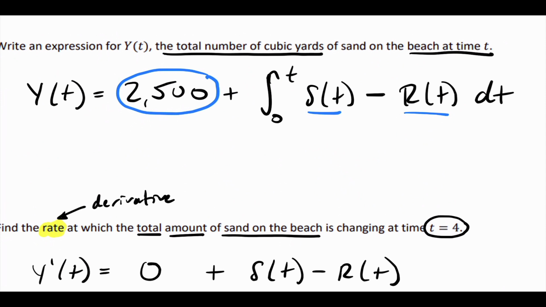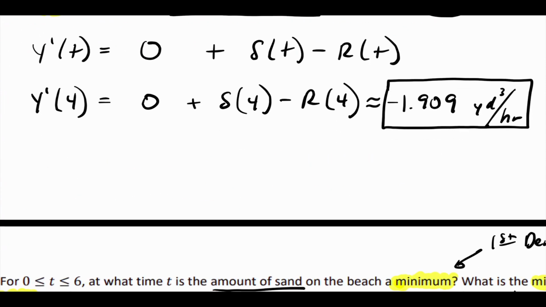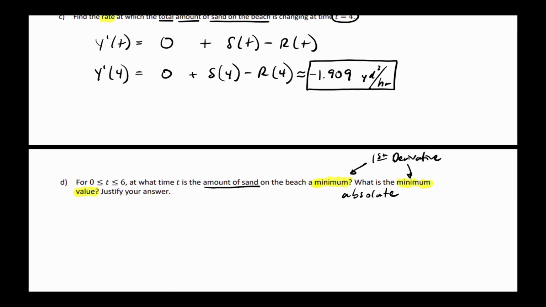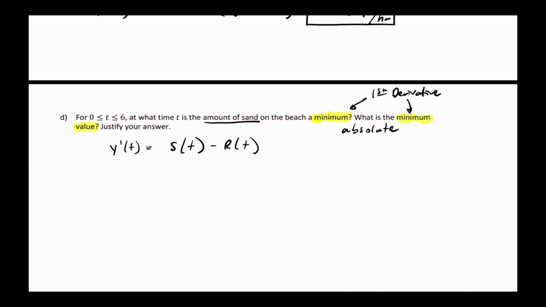So what do we need to do for first derivative test? How do we do first derivative test? We find the derivative of y of t, but we already found the derivative right there. So y of t, so we need to find the derivative of y of t, which is y prime. So it's really just s of t minus r of t. Good. We set it equal to 0. So we got to figure out where this is equal to 0.